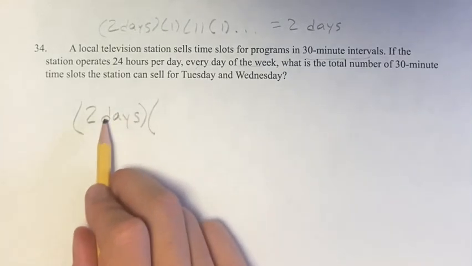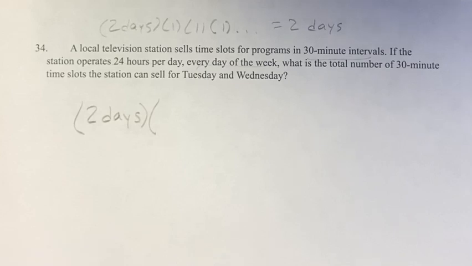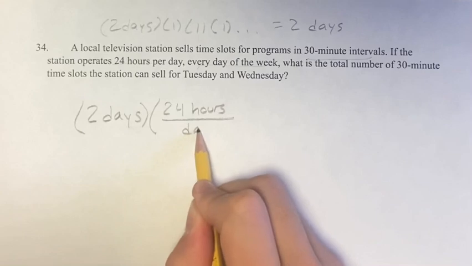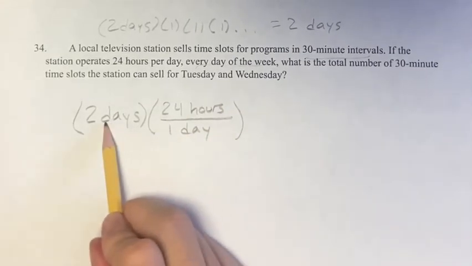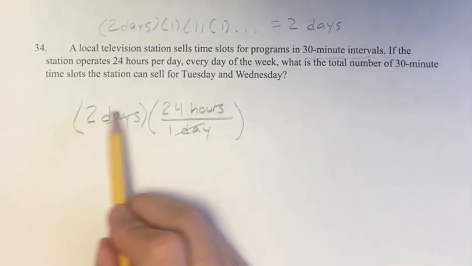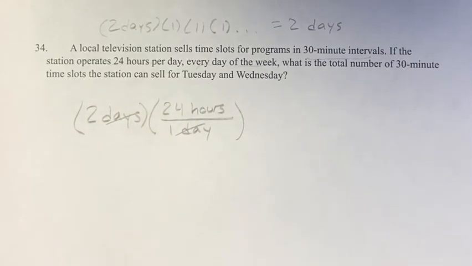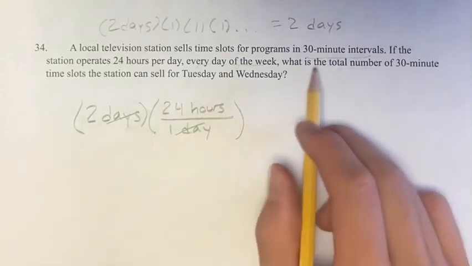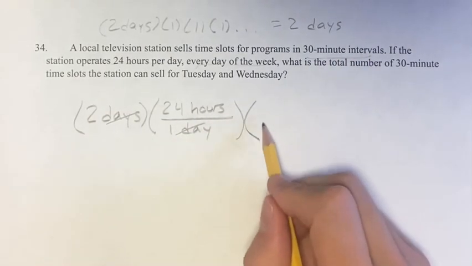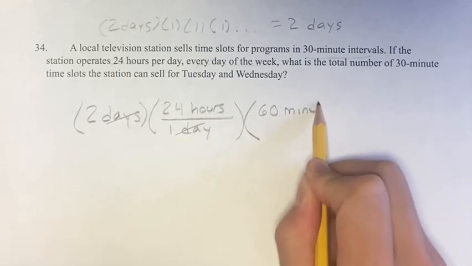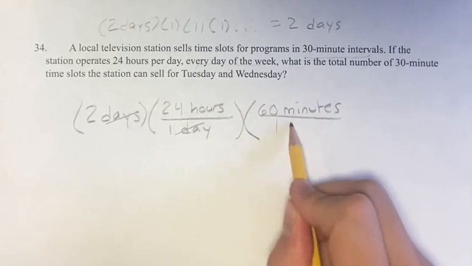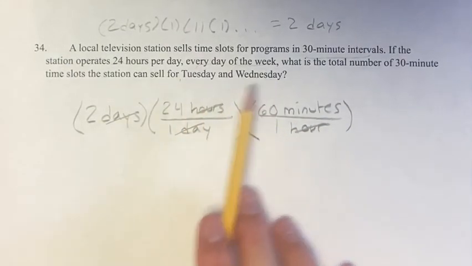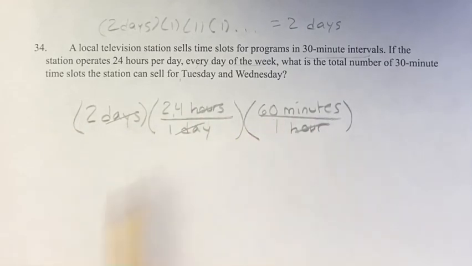Okay, so how would you change days into minutes? Well, you have to first change it into hours. So 24 hours are in 1 day. So the days unit cancels out for the 2 times 24 hours over 1. Okay, now we want to change hours into minutes because we're looking for minute intervals. So there are 60 minutes in 1 hour. Now the hours unit cancels out, and we're told that in Tuesday and Wednesday we have 2 times 24 times 60 minutes.